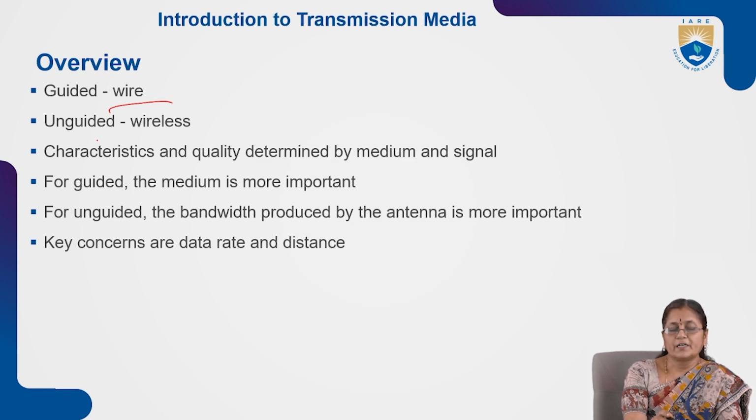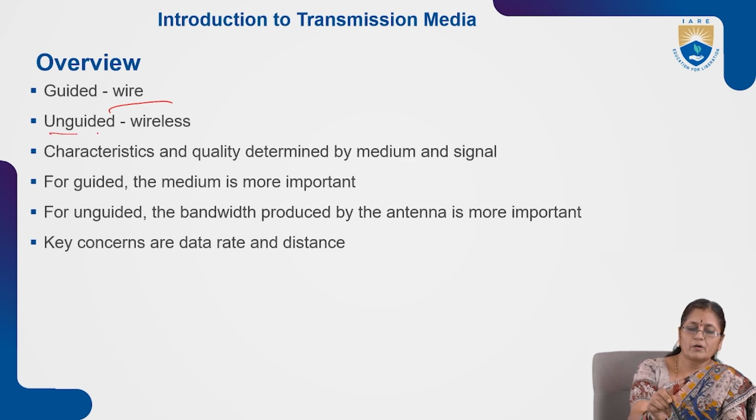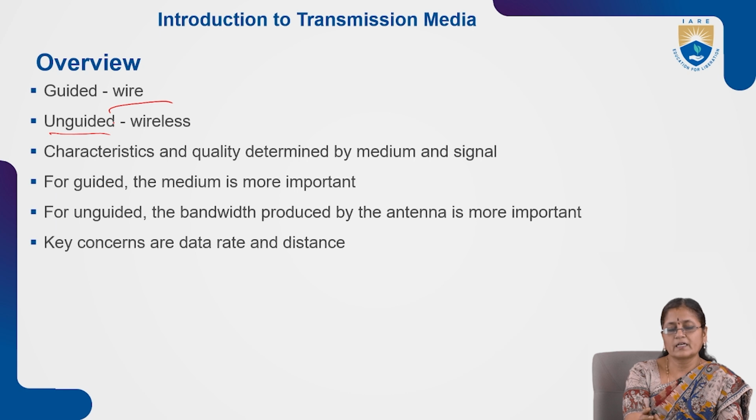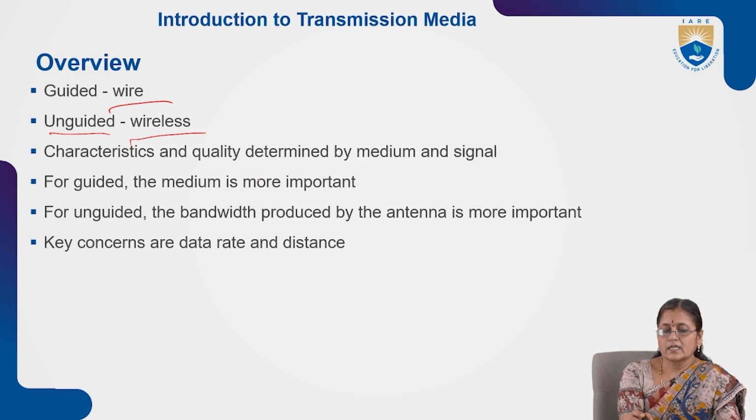Unguided transmission media means the signal is not guided at all; it will be transmitted randomly. Because of that, it is not wired, it is wireless transmission media. We call it the unguided transmission media. The wireless transmission is done by using the unguided transmission media. Guided is wired transmission.